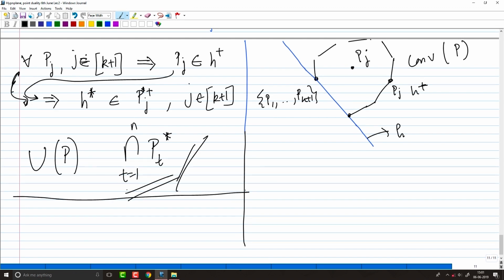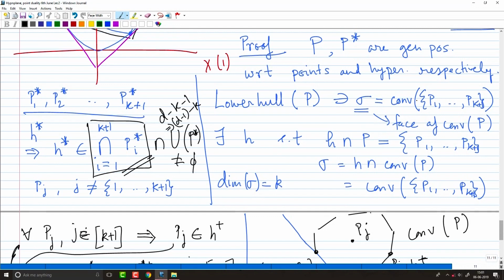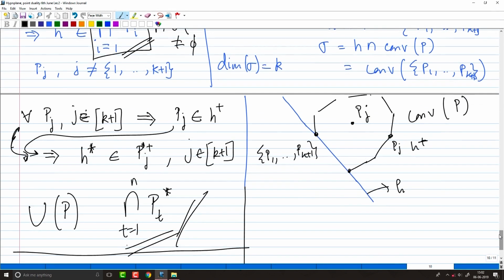Okay. So now this is one way we have done, right. It is going from the convex hull to the lower convex hull, lower hull to the upper envelope, UP star. Now I have to go the other way also. How do I do the other way?